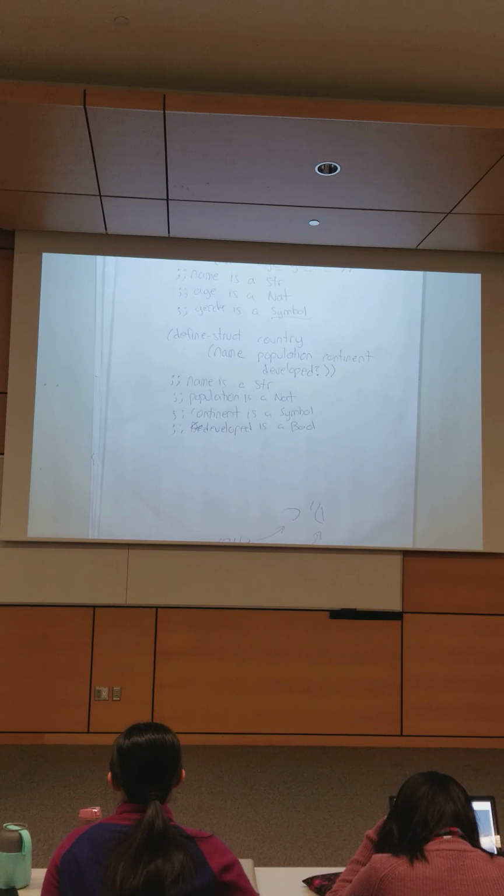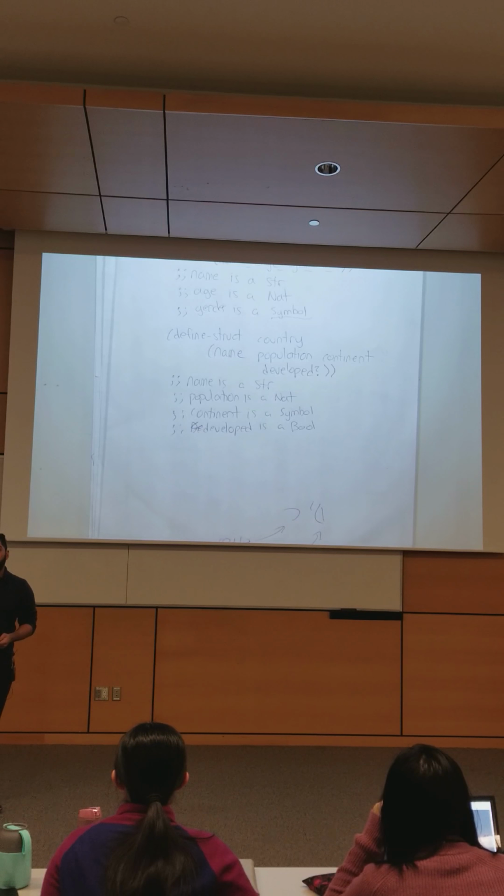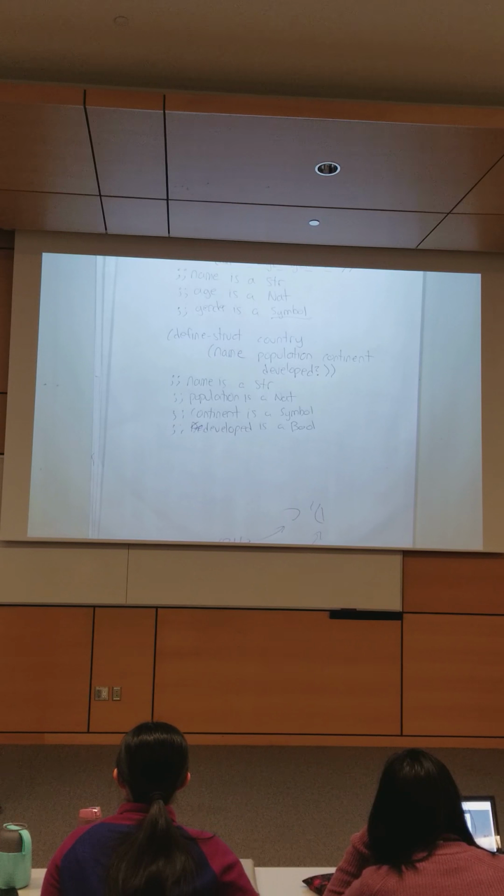Developed, so the reason I put a question mark at the end of developed is because anytime you have a Boolean value, we call it a predicate. Last class we talked about predicates: anytime you have a Boolean value or a Boolean function, you want to have a question mark at the end of it. And that's our way of defining what a Boolean is.